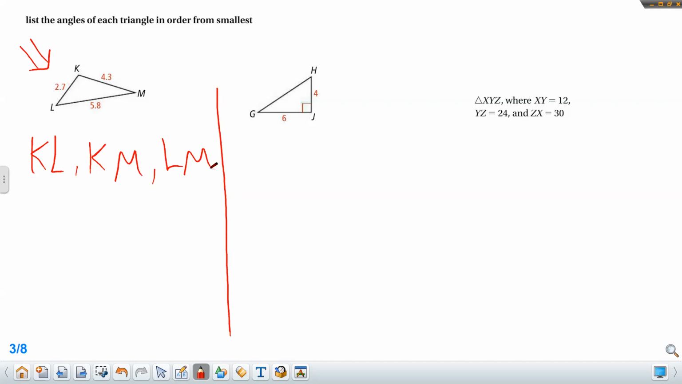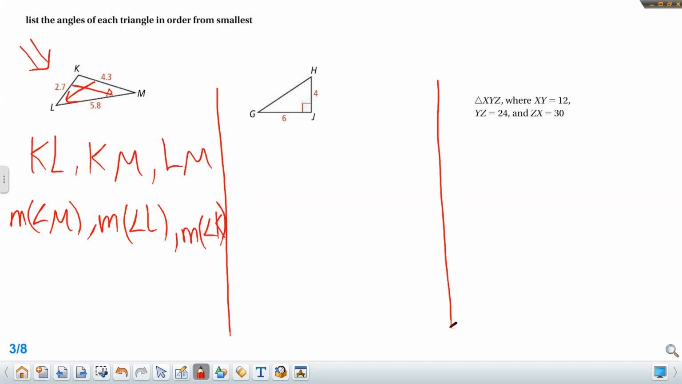Okay, then what are the opposite angles of these sides? KL is opposite to, yes, good, measure angle M. Then what's the angle opposite to KM? Yes, angle L. And the last one, opposite to LM, is angle K. So the smallest one is angle M, then L, then the greatest one is K. Okay, this is the first one.